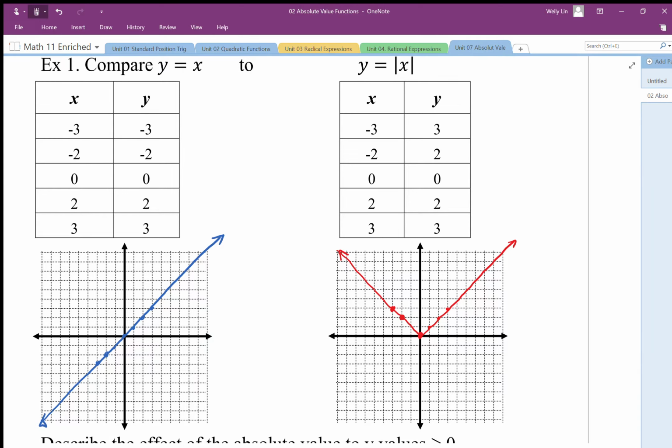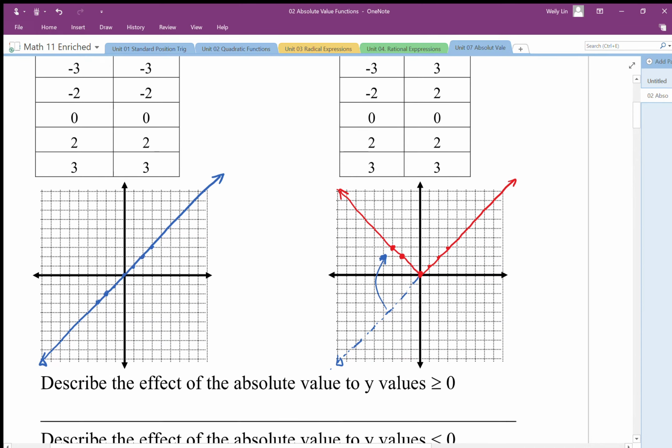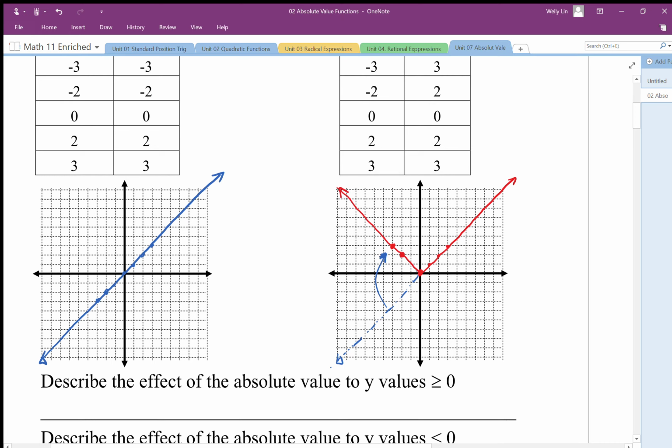So I'll just draw in the original graph. I'll just draw it in as a kind of a ghost image here. The graph used to go like this. Now this graph has been reflected and it's going like that. And the key point then is this point here, this point where it starts to turn. So it changes right at that point, or the vertex.